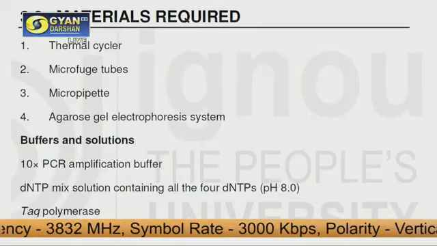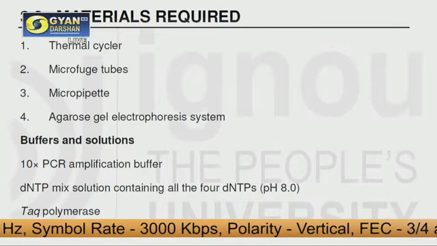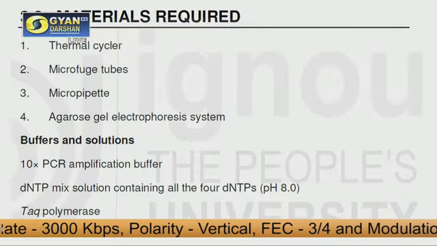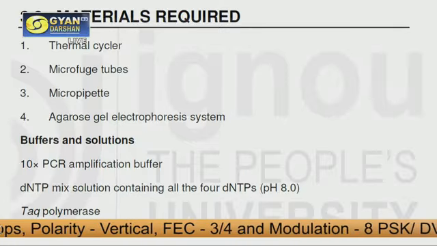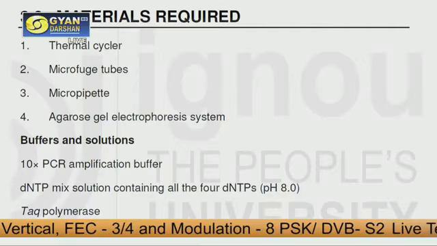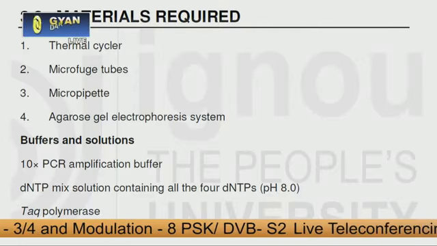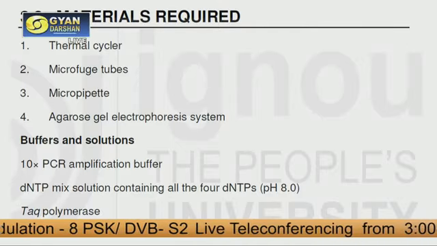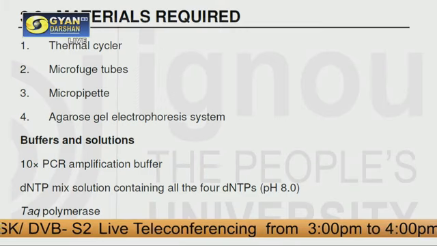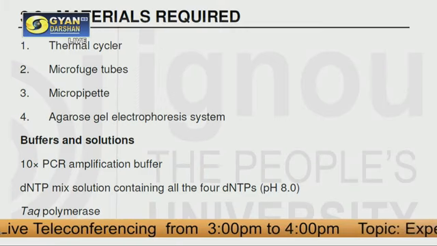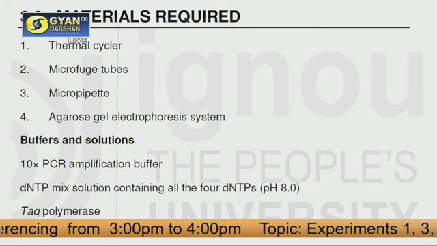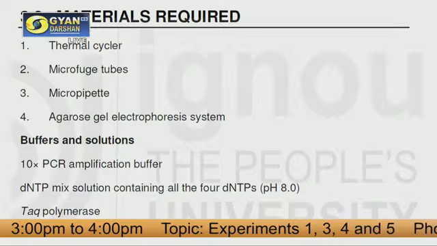So materials required, if we take a quick look: thermal cycler, microfuge tubes, micropipette. Of course, again, you have to carry out the agarose gel electrophoresis, which is common, because you have to run the gel and see if the DNA or the gene has been amplified or not. Buffers and solutions: 10x PCR amplification buffer, dNTP mix solution containing all the 4 dNTPs, Taq polymerase.